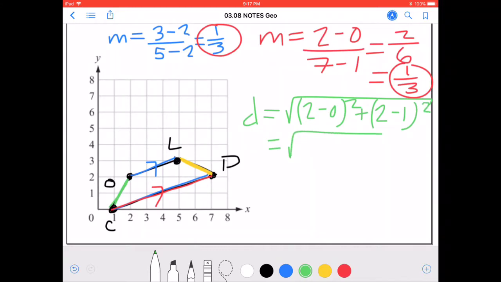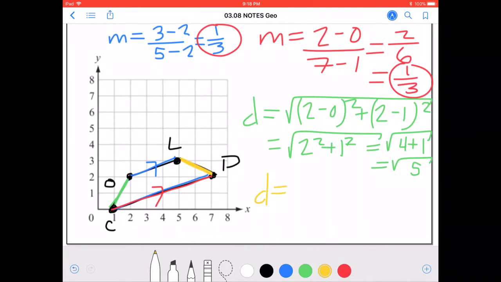So we can now start to simplify. So we get 2 squared plus 1 squared. That would equal 4 plus 1, which equals the square root of 5. So let's see if we get the same thing for LD, which, I'm sorry if you can't see the yellow on the white too well. I'll switch to black.